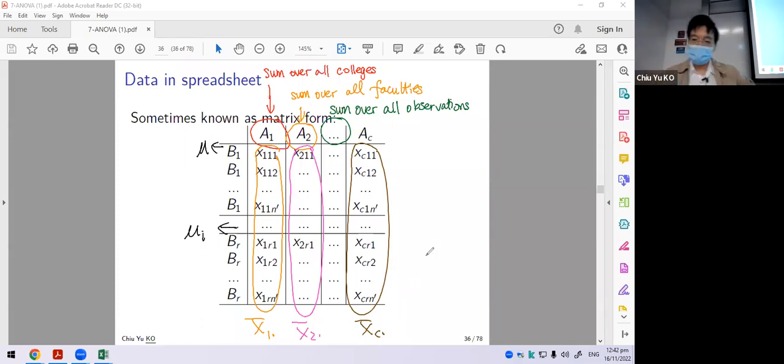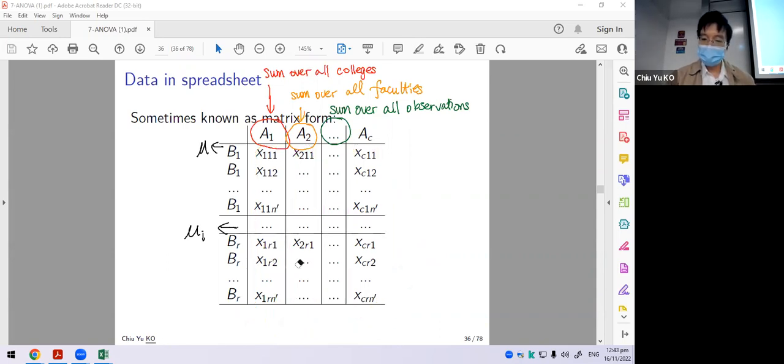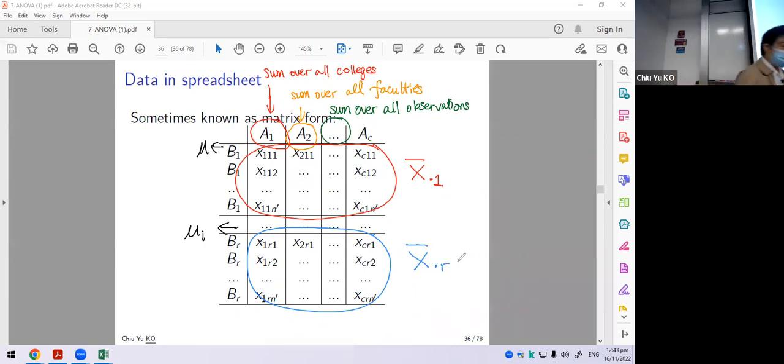Now if it's clear, then probably I don't need to write that down. You can see the analog. If I average the row here, you should expect this will be x bar dot 1. If I figure out this one, this will be x bar dot r. So it's the group mean, focusing on just the faculty. Is that okay? Is there any question?